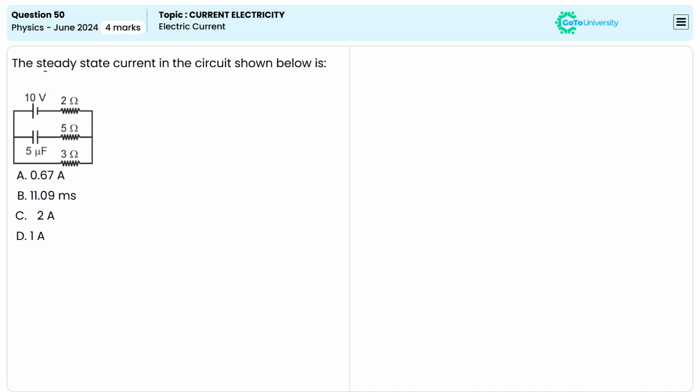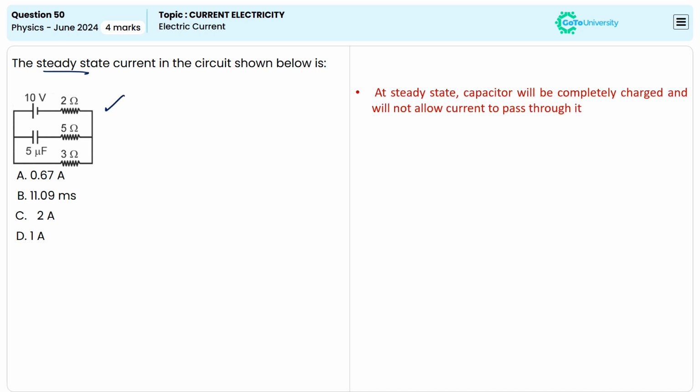What is the value of steady state current in a given circuit? It's known that at a steady state, the capacitor will completely charge and it will not allow any current to pass through it. The circuit will become like this, and it's known that the formula for calculating the current is nothing but I equals V divided by R.